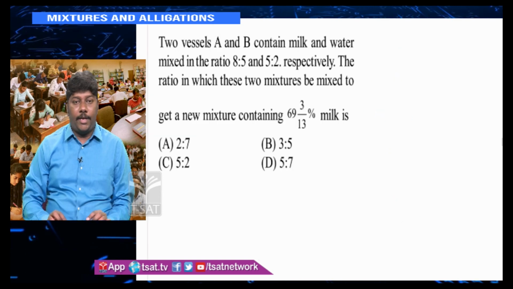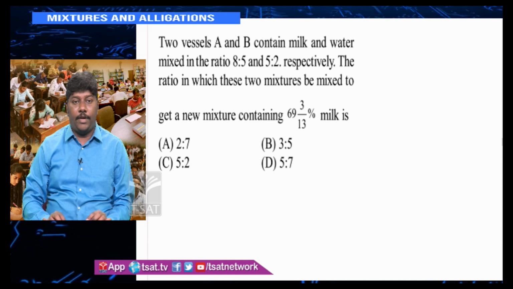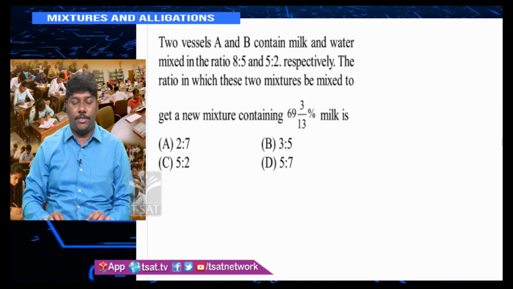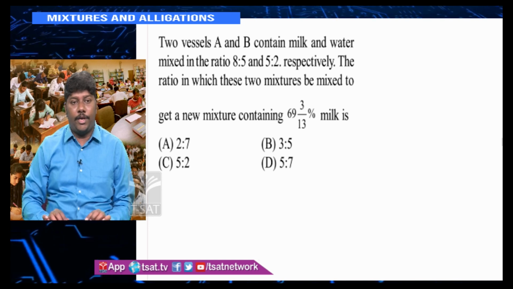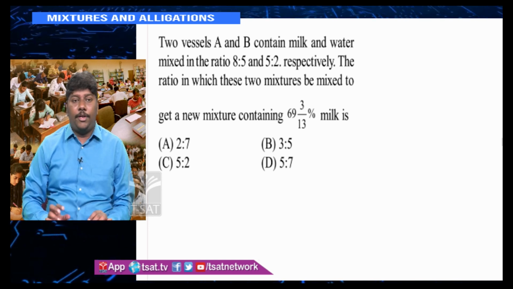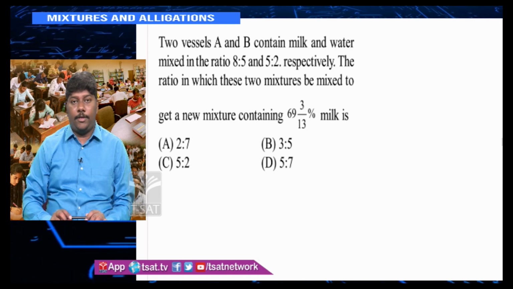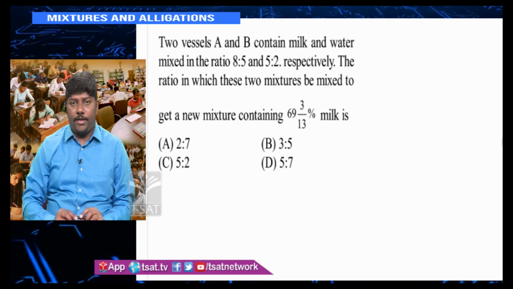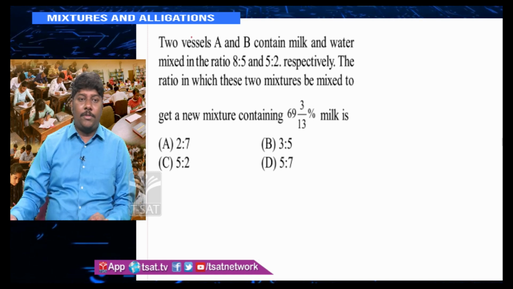Two vessels A and B contain milk and water mixed in the ratio 8:5 and 5:2 respectively. The ratio in which these two mixtures be mixed. These two mixtures to be mixed means N1:N2 ratio he is asking you, so that you get the new mixture containing 69 3/13% milk. See, milk is huge here, 69 3/13, but there is no rule that I have to take milk, so I am going for water.